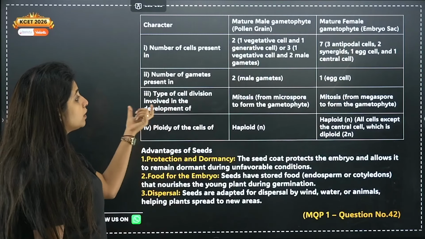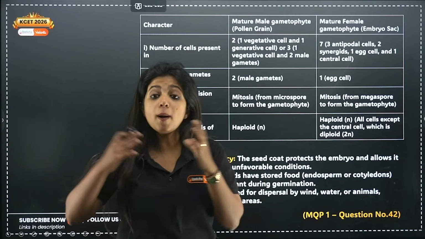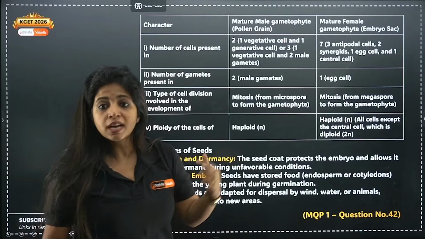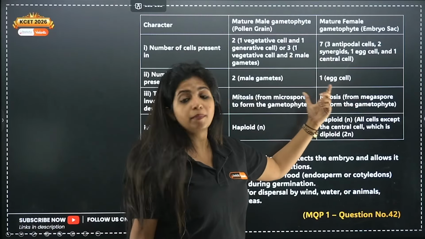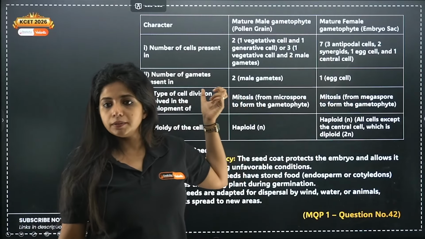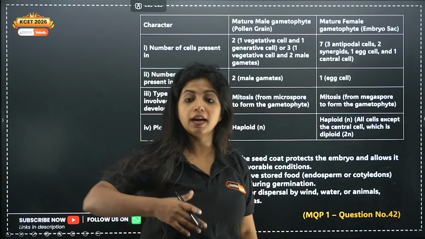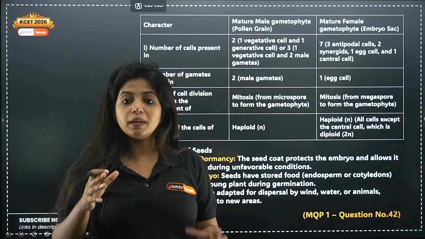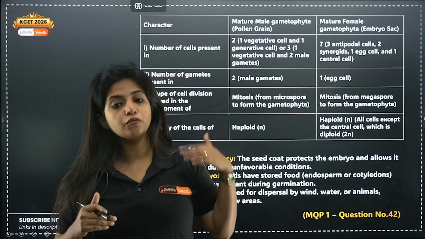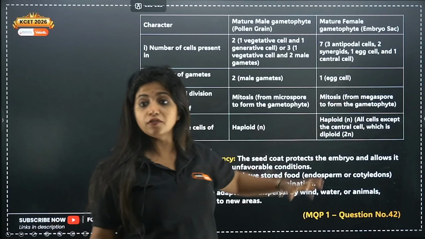Type of cell division involved in the development of the male gametophyte. To form the male gametophyte, you need to undergo mitosis. In the case of the embryo sac also, you need to undergo mitosis. The microspore forms the male gametophyte, undergoes mitosis to form the 2 cells, then again mitosis to form the gametes. Similarly, here 3 rounds of mitosis happen in the case of the female gametophyte.